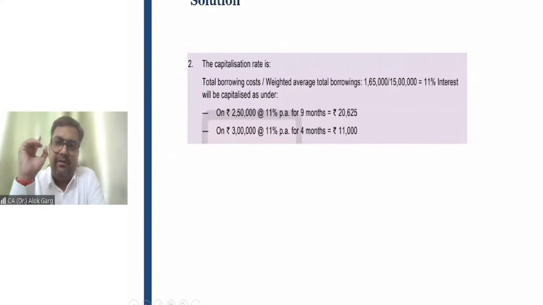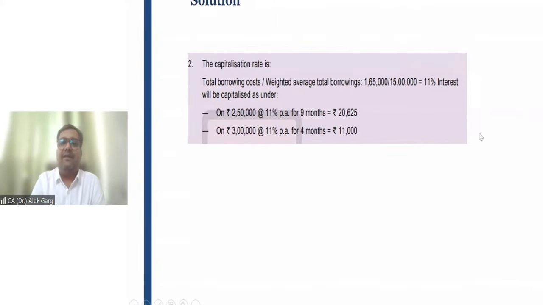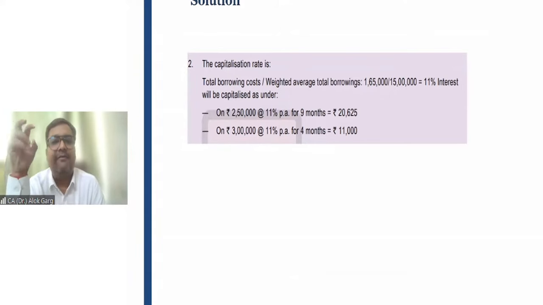Now the first step, you remember step number one in case of general pool, compute the capitalization rate. The capitalization rate is equal to the weighted average rate. Weighted average rate is equal to total interest divided by total pool of loan. So 1,65,000 divided by 15,00,000 comes out at 11%. So your capitalization rate is 11%. Now for the amount which you have spent and the tenure for which you have spent it, you have to compute the borrowing cost for that period.